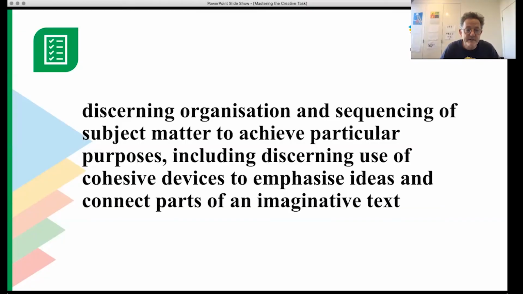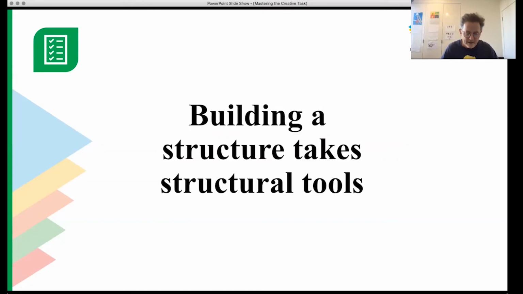Organisation and sequencing of subject matter suggests it's time to take a close look at structure. Building a structure takes structural tools. Through the first third of your planning, through thinking divergently, you have people, incidents, and revelations. And now in the middle third of your planning, you need new tools to organise them in the most fascinating way you can.